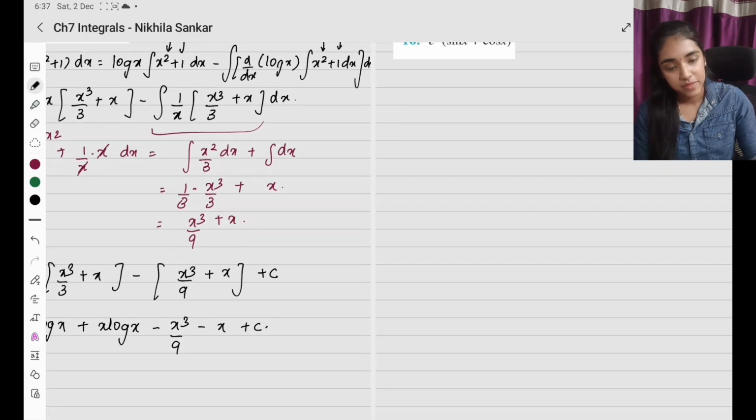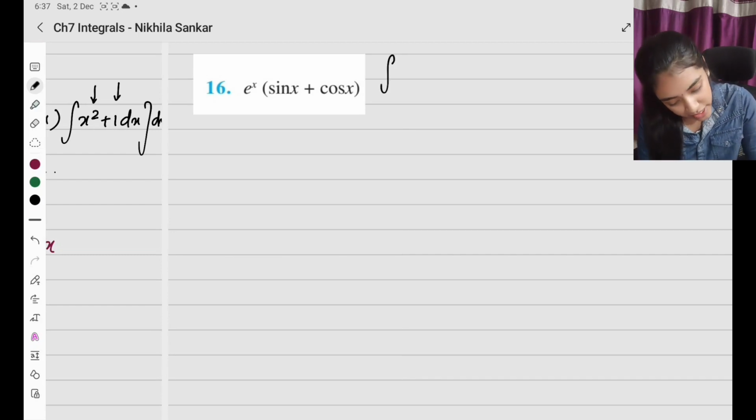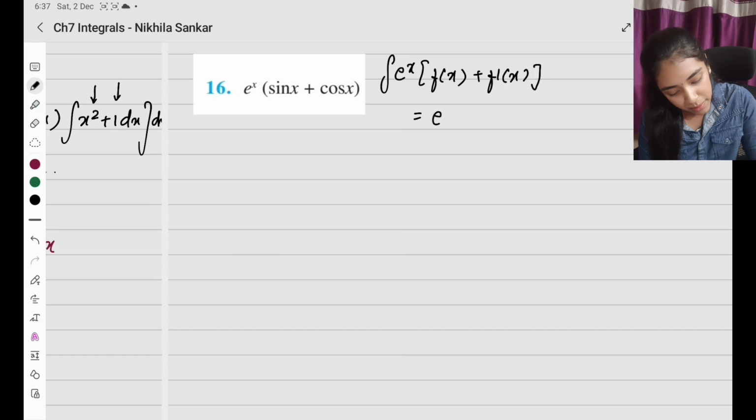Question number 16. So in the இடத்துல what do we see? We have e to the x times two different functions, addition of two different functions. இது நம்ம example sumல பார்த்தோம். What did we see? I'll revise it again. So integral of e to the x times, if you have a function plus the derivative of the function, this can simply be written as e to the x times f of x plus c.